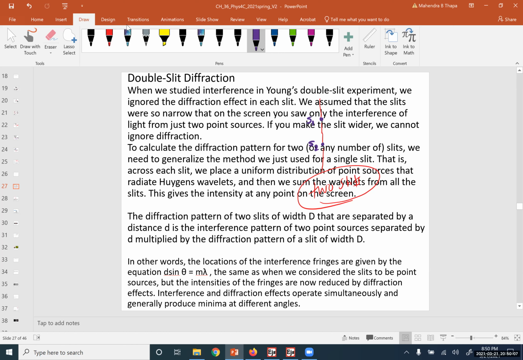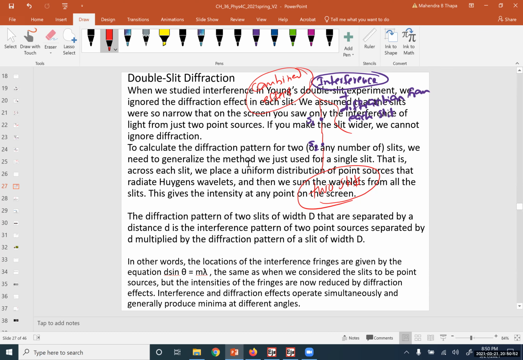If we talk about the previous scenario, we know that there is interference because we have 2 sources, and at the same time we also have diffraction from each slit. Okay, so they are going to superimpose. Now we have the combined effect of interference and diffraction.